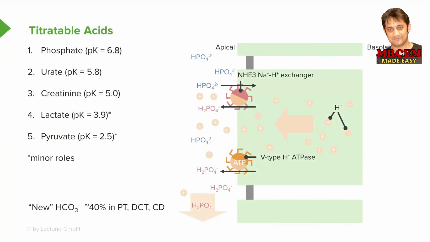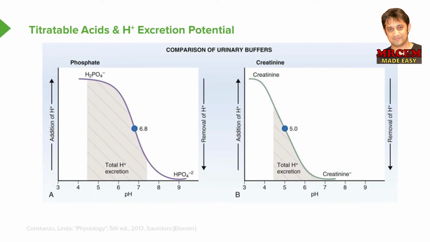With titratable acids, you can make new bicarb in the proximal tubule, the distal convoluted tubule, and the collecting duct. You make about 40% of your new bicarb using titratable acids: phosphate, urate, and creatinine. Which one are you going to use? Depends upon the pH of the urine and its pK value.